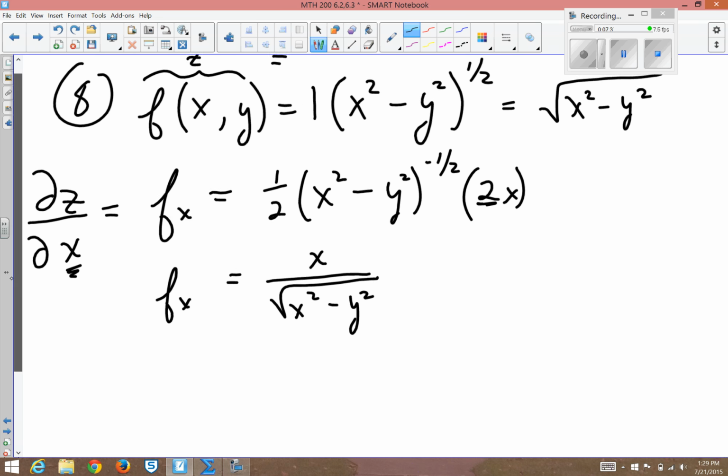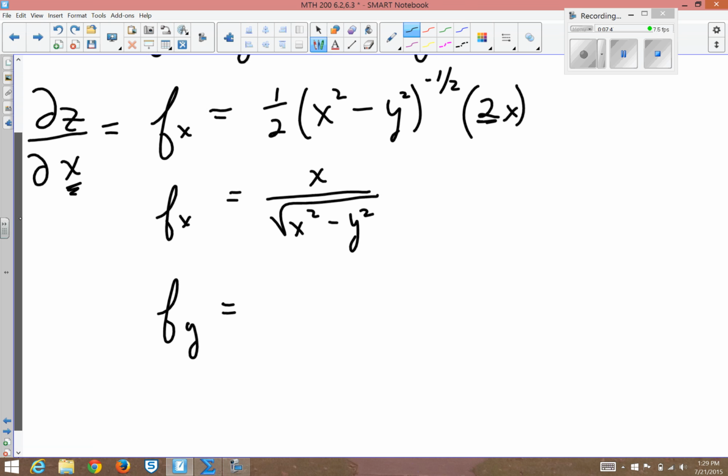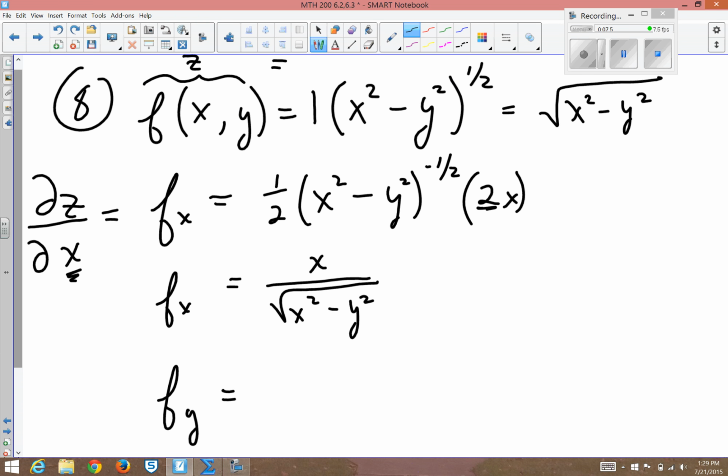Number 8 also asks for the partial derivative of f with respect to y. So we go back to the given function. When we differentiate with respect to y, the partial derivative with respect to y means pretend x is a constant. That makes the answer 1/2 times 1. Copy what's in the parentheses.